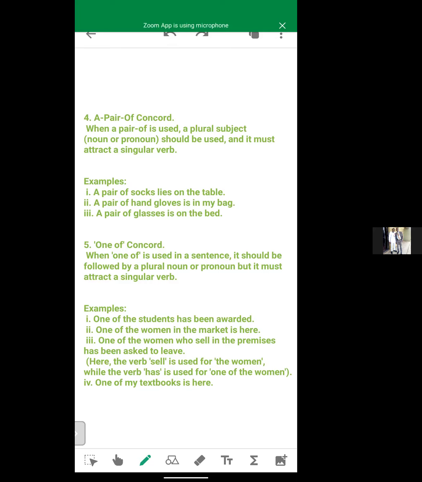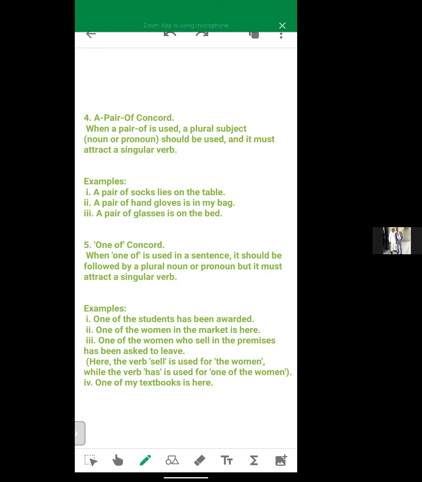"One of the women who sell in the premises has been asked to leave." This one of women. Can you say this is a plural subject? Women, one of the women. A lot of women sell in the church premises, but one of them has been asked to leave or to vacate the environment. So that is the application of the principle. Here, the verb "sell" is used for the women.